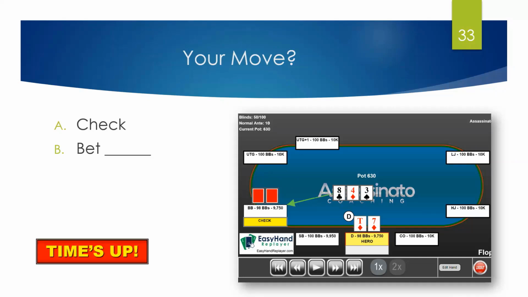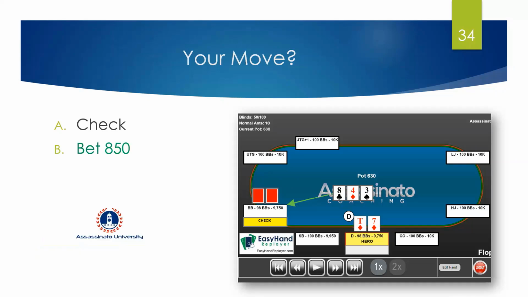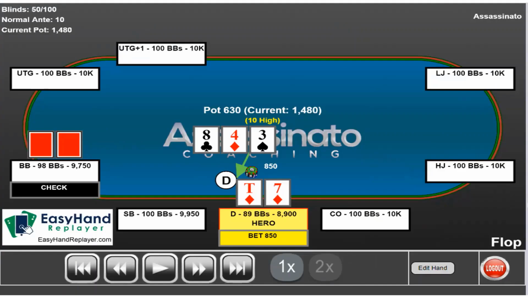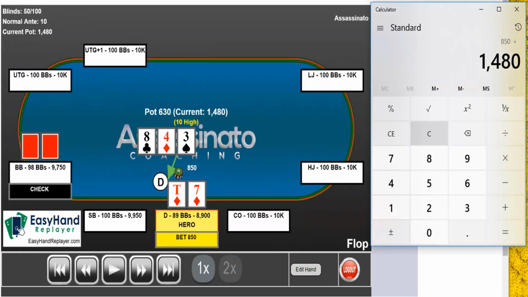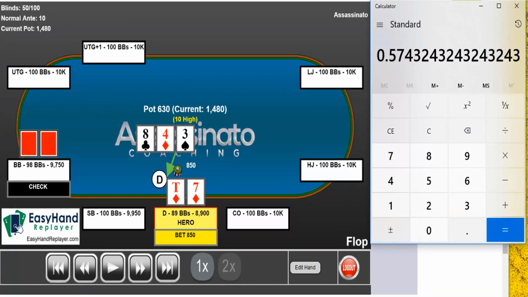Time is up. You can just bet a little 850 there into the pot of 630. So you bet 850. Guys, how do I figure out how often this needs to work? If this were Poker 101, this is the first thing they would teach you. You do 850 divided by 1480. That means our bet as a pure bluff needs to work 57% of the time. So what does that mean, guys, for our opponent?